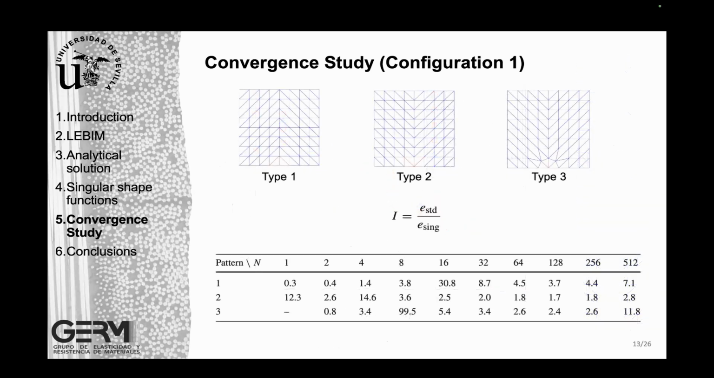Here we set up a parameter, what we call the improvement parameter, which is basically the ratio between the error obtained with the standard elements and the error obtained with the singular elements we are proposing. As we see here, the improvement is always higher than 1, which means that the results obtained with the singular elements are much better than the ones obtained with the standard elements.